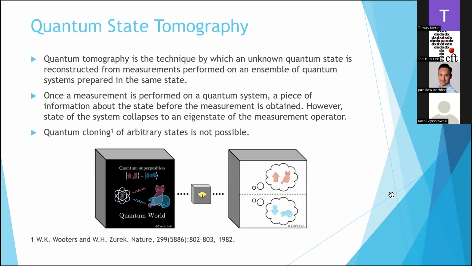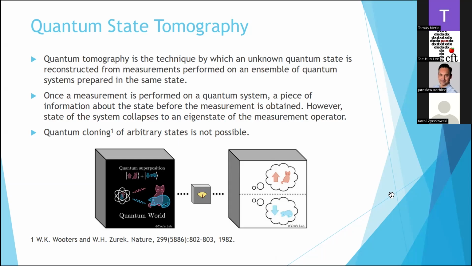Quantum state tomography is the technique by which an unknown quantum state can be reconstructed from a set of measurements performed on an ensemble of quantum states. We need an ensemble because once we measure one quantum system, we obtain some information about the state before the measurement.